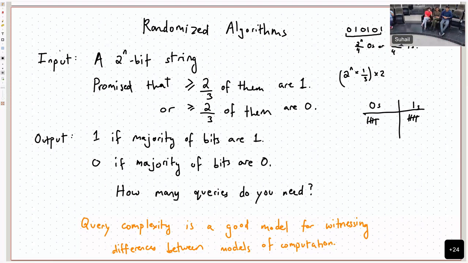But we're promised here that at least 2/3 of them are one. So assume that it's the first case: 2/3 of them are one. That means that at most 1/3 of them are zero. So whenever you reach 1/3 of 2 to the n, what's that? Whenever you get 2^n/3 zeros and 2^n/3 ones in this fashion, then after this you know that you won't get any more zeros. Everything else is going to be a 1, and you know that you got the correct answer. How many queries have you made till now? You've made these many queries plus these many queries. That's really good.